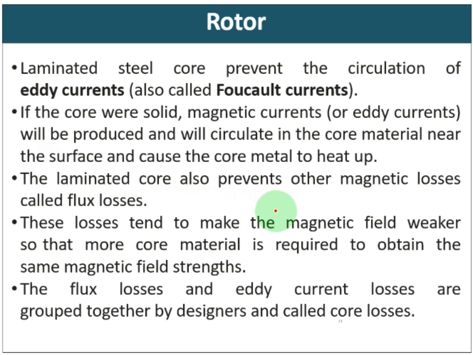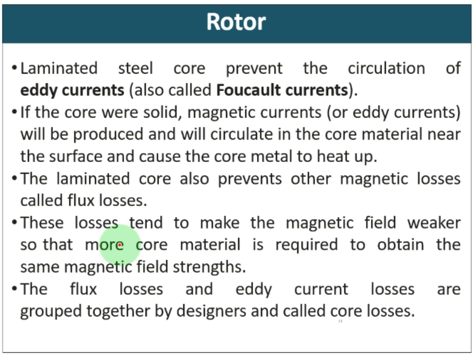Laminated core also prevents other magnetic losses called flux losses. And by preventing these losses, you can strengthen the magnetic field. Then the flux losses and eddy current losses are grouped together by designers and called the core losses, as we discussed under transformers.